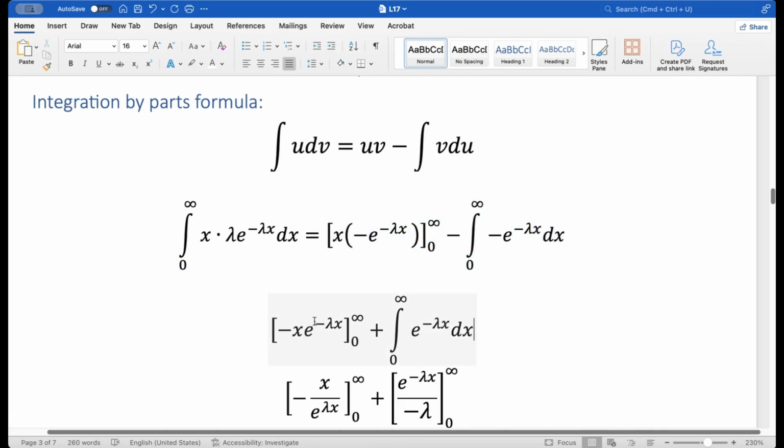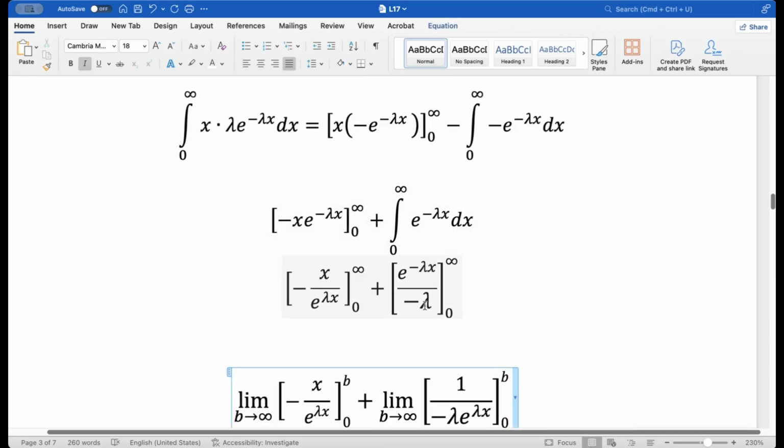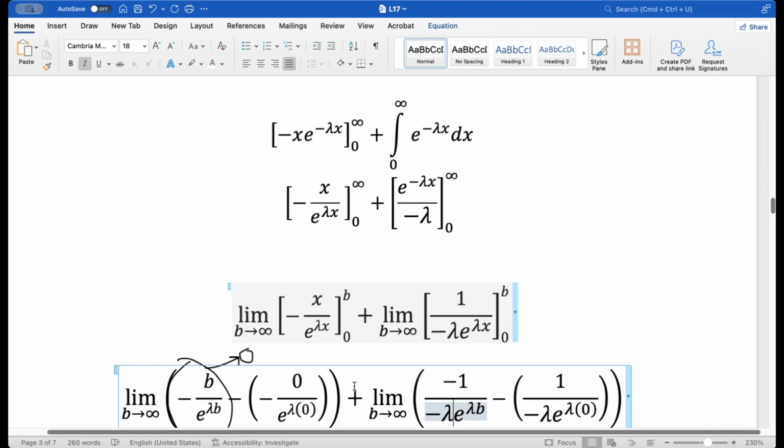We can rewrite e to the minus lambda x as 1 over e to the lambda x. The integral of e to the minus lambda x is e to the minus lambda x divided by that constant, negative lambda. Again, use the reciprocal property for the negative exponent. And we're going to integrate from 0 to b. So we're going to get negative b over e to the lambda b minus negative 0 over e to the 0.